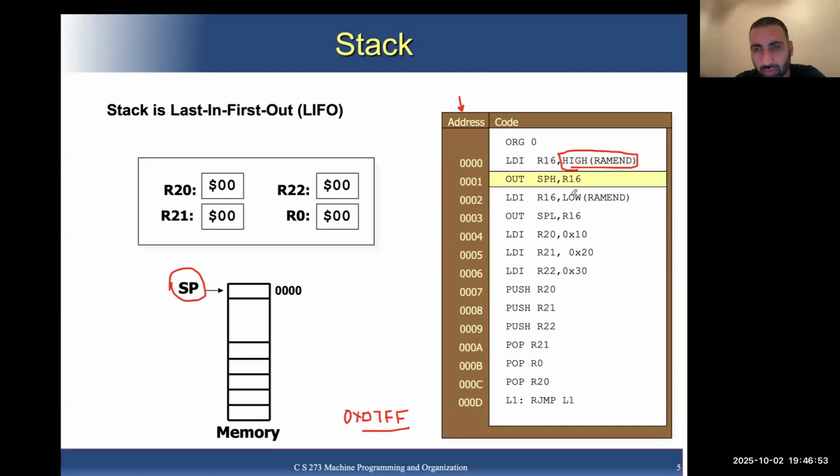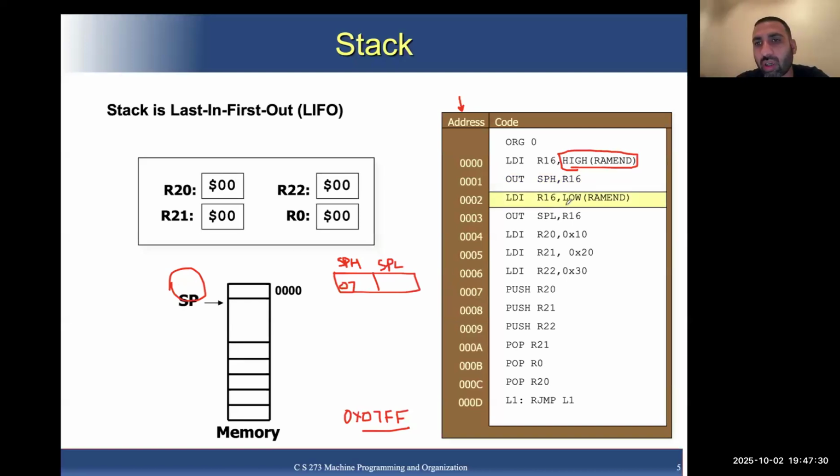And then we are saying, okay, now move 07 into SPH, right? So if I draw it here, let's say this is my SPH and this is SPL, initially both of them were 00. I'm not writing 0x, but after saying out R16 to SPH, what will I get here? Here I will get 07.